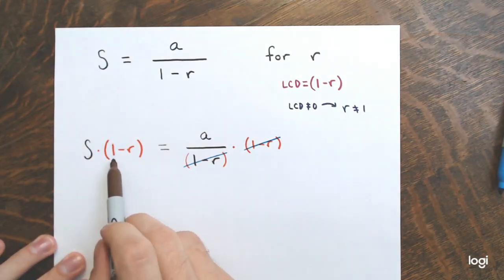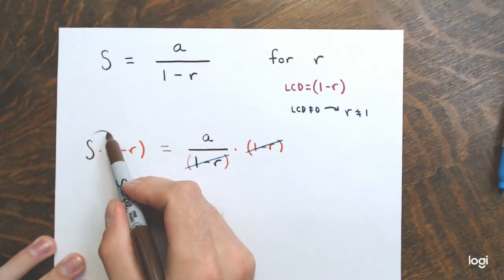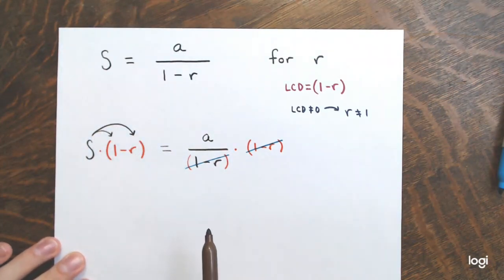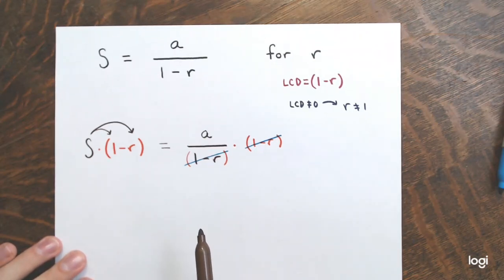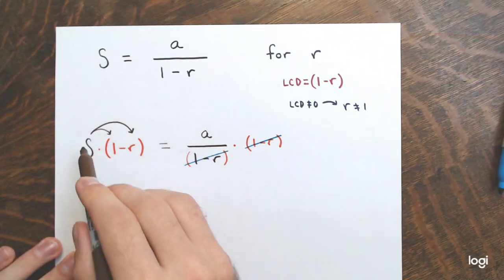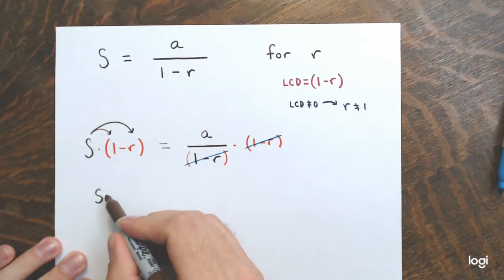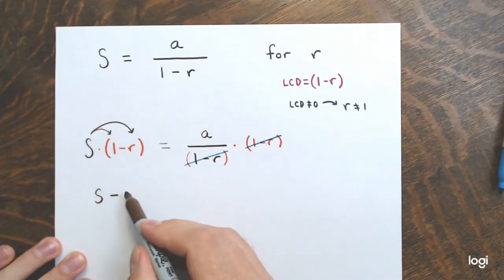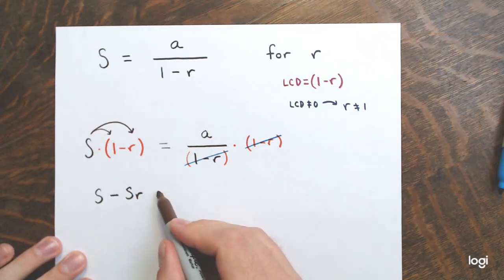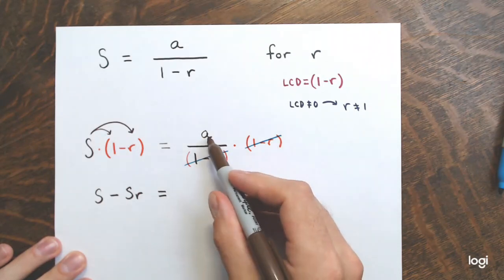And then over on this side, let's simplify and get rid of the parentheses. I'd be distributing the s to the 1 minus r. So what the equation looks like after I multiply by the LCD is s minus s times r, or just sr, equals a.